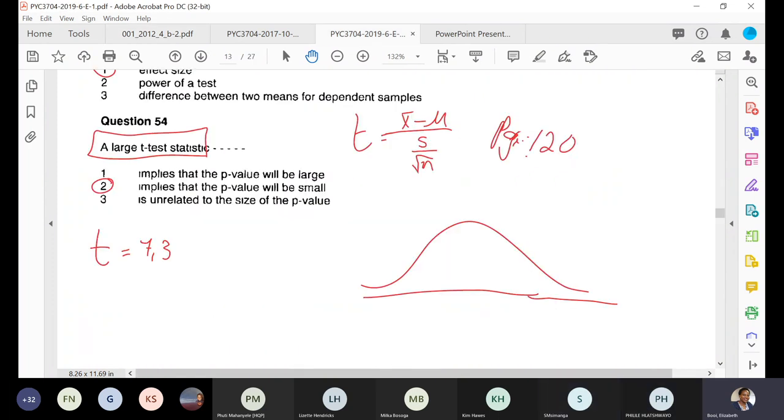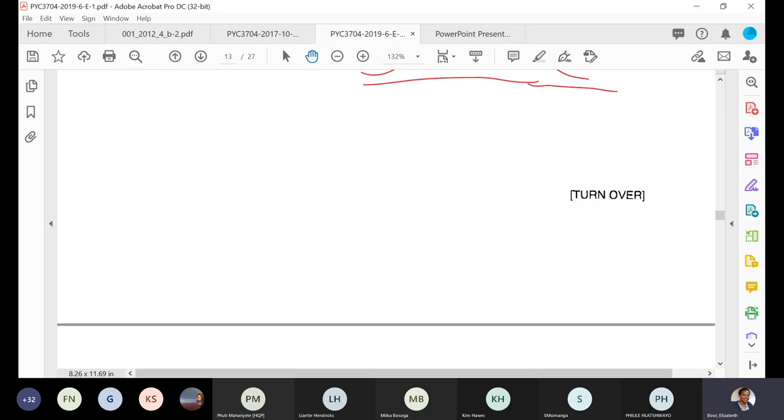So we found the answer. It's number two. Moving on.